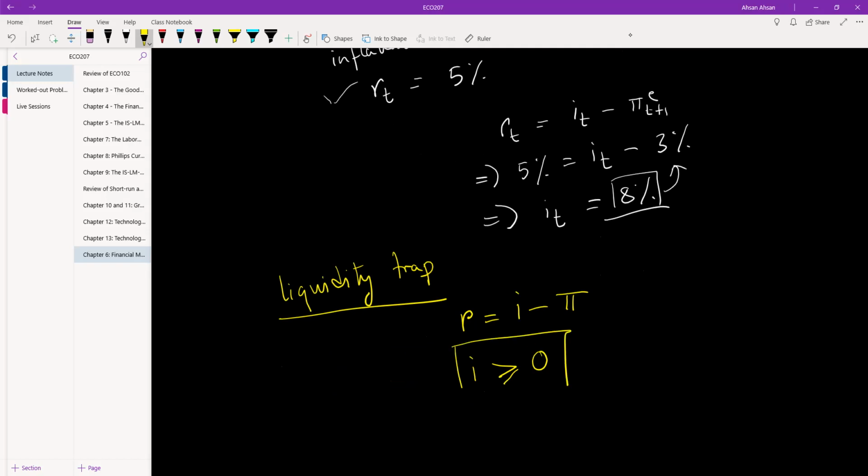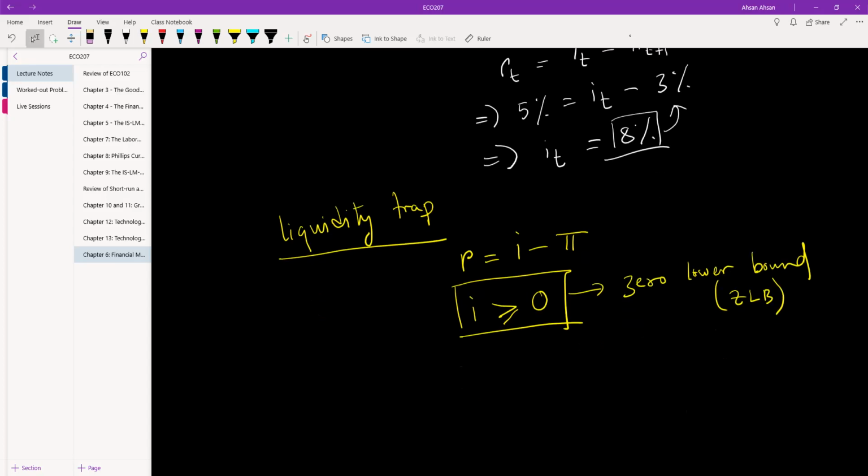We are bounded from the bottom. This, if you remember, was called the zero lower bound, or ZLB for short. If we have this, then the lowest that the real interest rate can go is minus the inflation rate. I mean, if i is 0, then the lowest r can go to is minus the inflation rate and no lower than this.